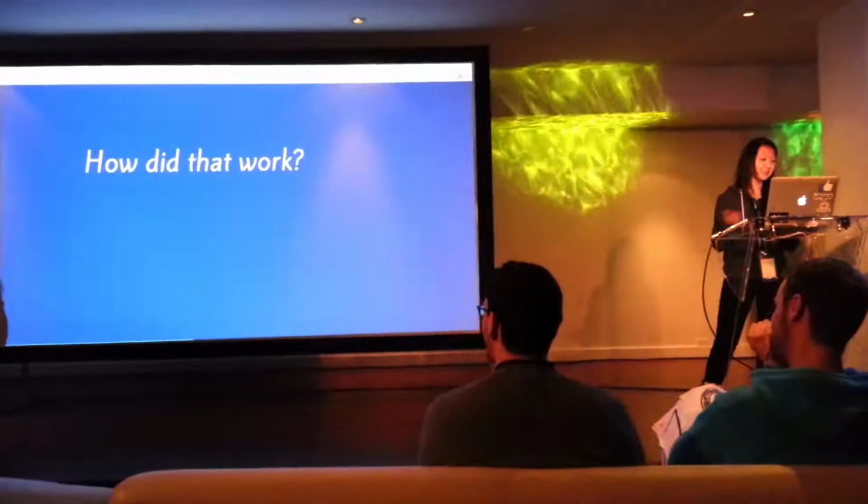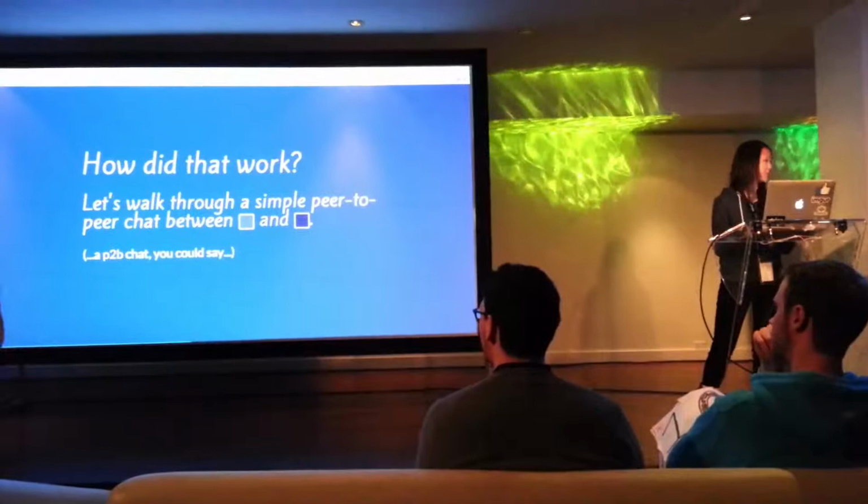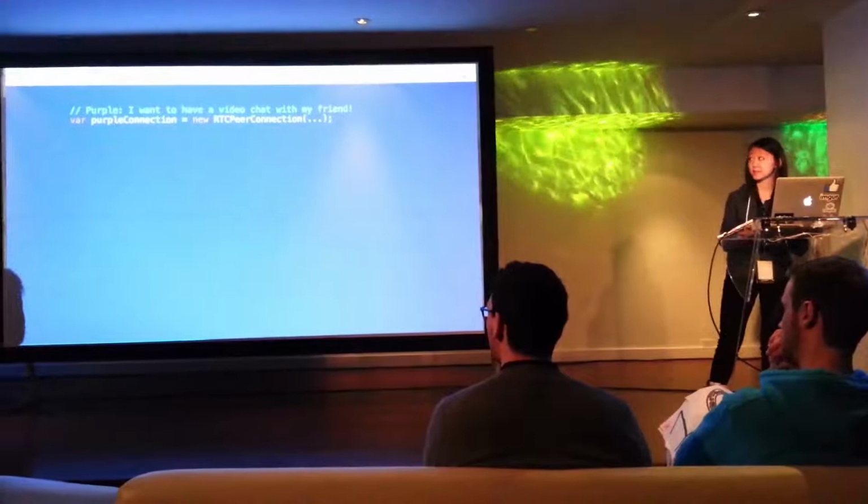So how did that work? How are two computers in two different countries connected to each other? Let's walk through a simple peer-to-peer chat between a purple block and a blue block. So this is a very simplified explanation of the raw WebRTC API. So if something seems magical to you, I'll probably fill in the blanks later.